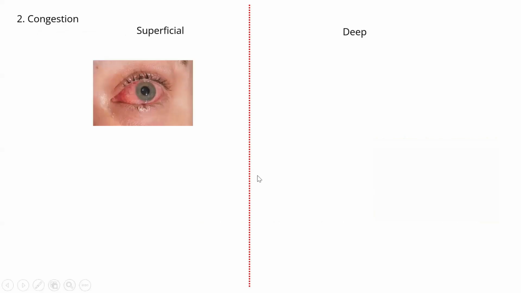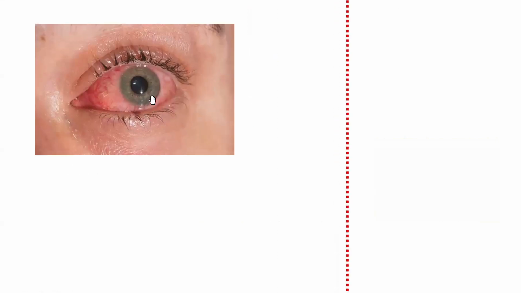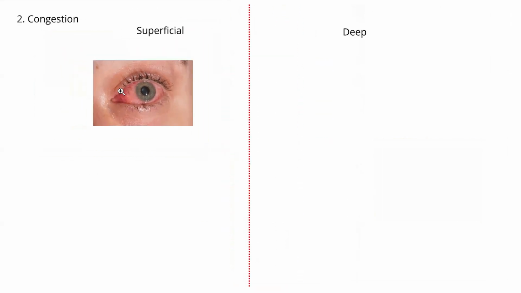Now, what else will you examine in the conjunctiva? Congestion. This is the most common thing that you will see in the conjunctiva, that is, congestion of the conjunctival blood vessels, which can be superficial or deep. What do I mean by superficial or deep? The conjunctival blood vessels are dichotomously branching blood vessels. When these are dilated and congested, we call it superficial conjunctival congestion.